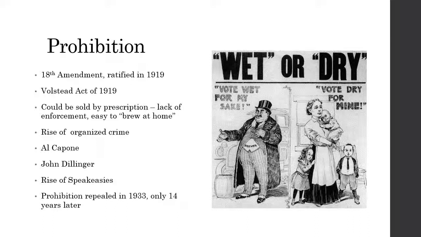So Prohibition is iconic to the 1920s. We've talked about it a lot in other lectures, so I won't kind of beat it over the head here, but you do need to know the 18th Amendment, which was ratified in 1919, officially starts the Prohibition experiment. The Volstead Act of 1919 is basically the enforcement arm of the 18th Amendment. Prohibition only lasts 14 years before it's repealed, and the most important thing that Prohibition creates is crime.